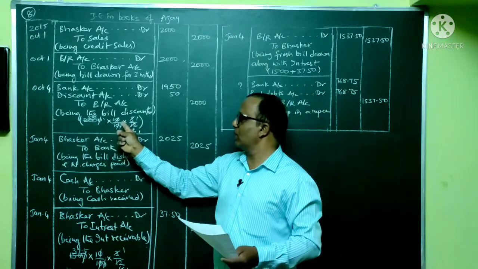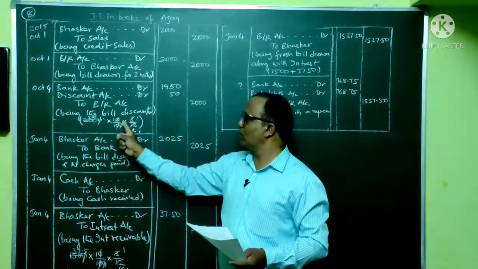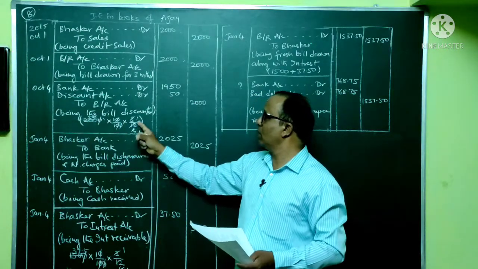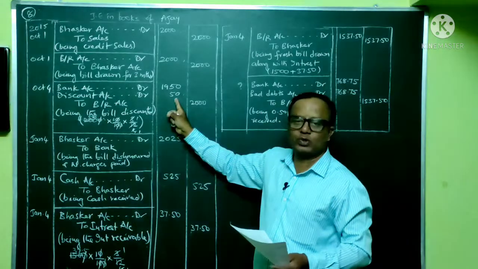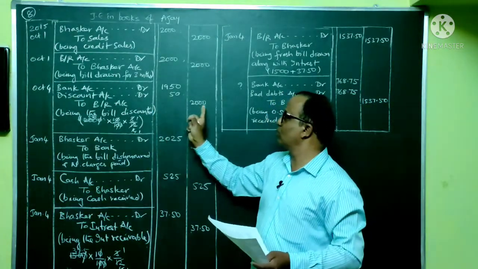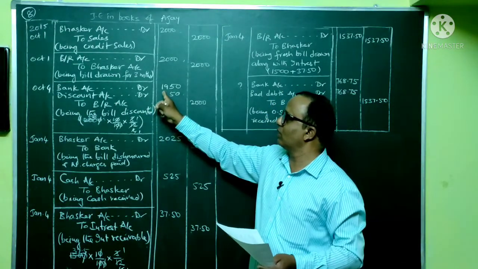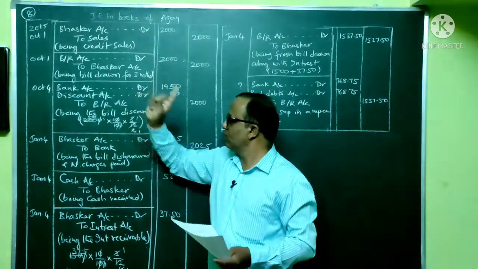So when you discounted at the rate of 10%, it will be 2000 into 10 by 100 into 3 by 12. It amounts to 50 rupees. So 50 rupees discount you have allowed to the banker, which is an expense to you. So you debit that. That means 2000 minus 50 means you have received 1950, which is debited to your bank account there.